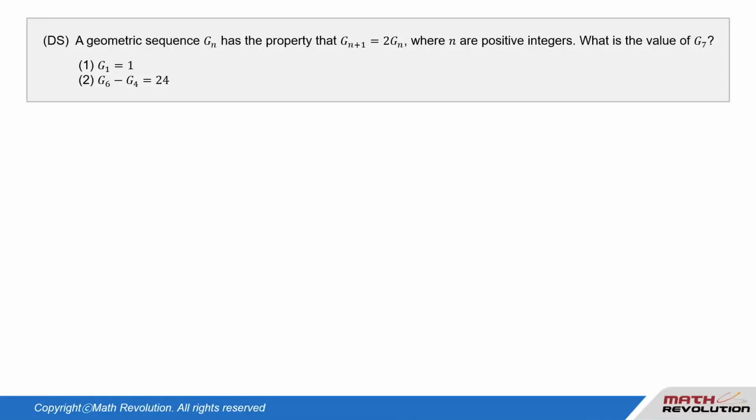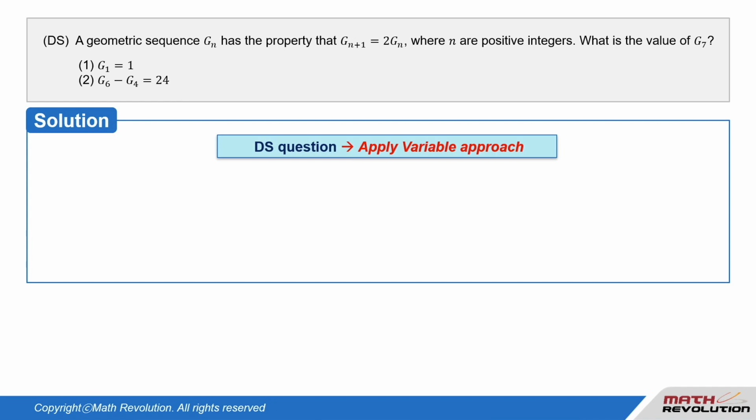Question. DS. A geometric sequence g of n has the property that g of n plus 1 equals 2 times g of n, where n are positive integers. What is the value of g of 7? Condition 1. g of 1 equals 1. Condition 2. g of 6 minus g of 4 equals 24.